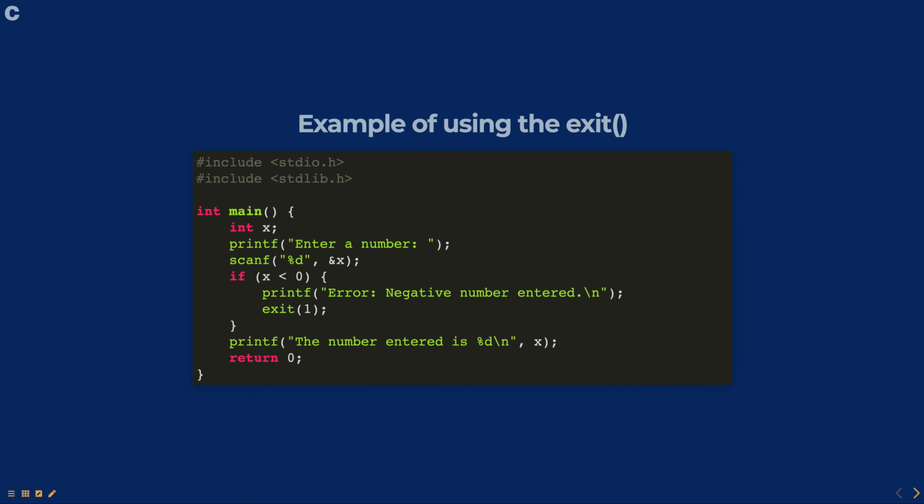The exit function is different from the return statement. While the return statement is used to exit a function and return a value to the calling function, the exit function is used to exit the entire program.